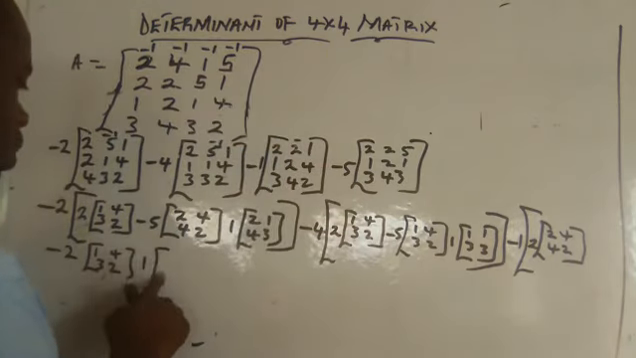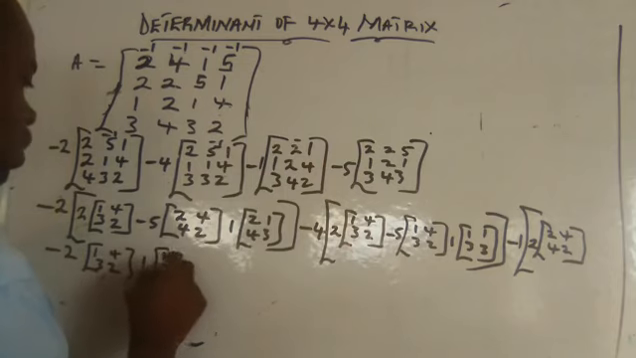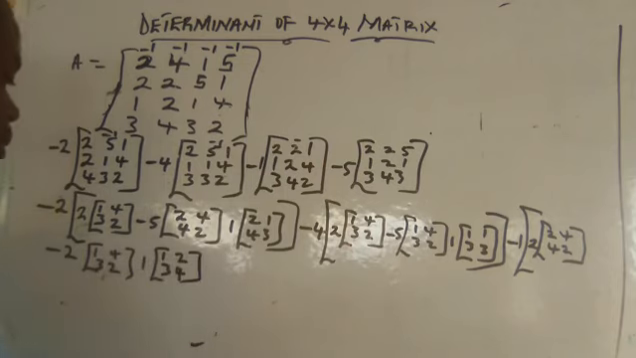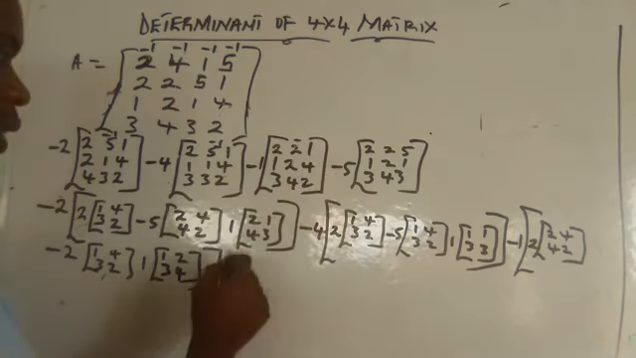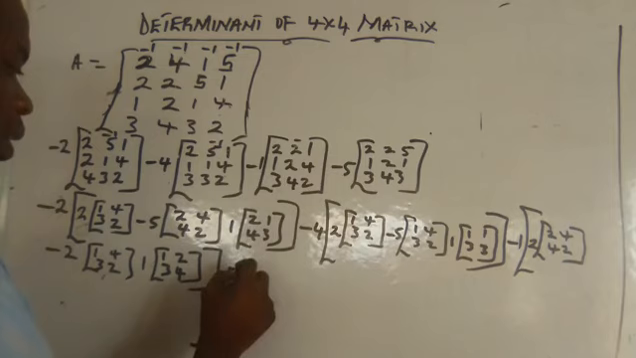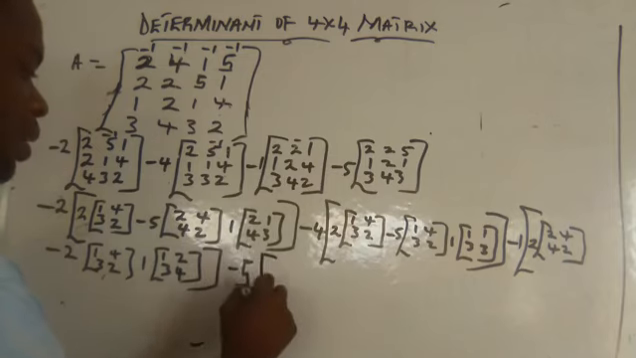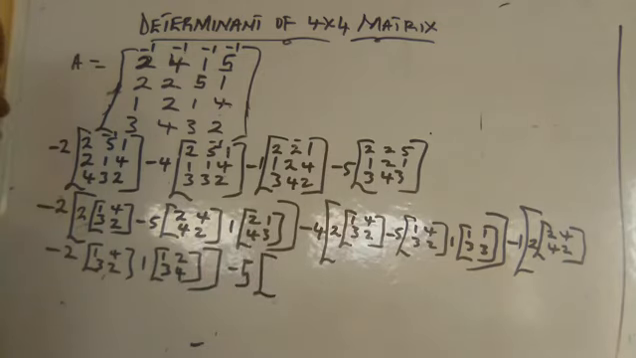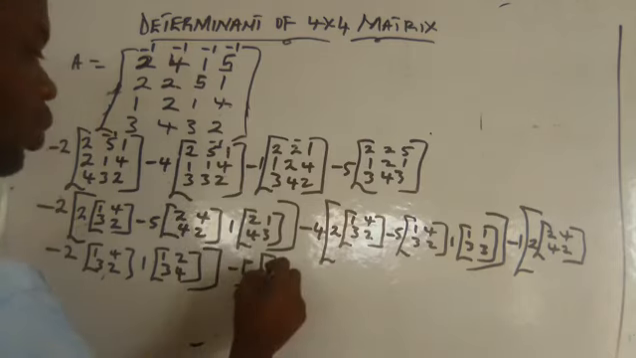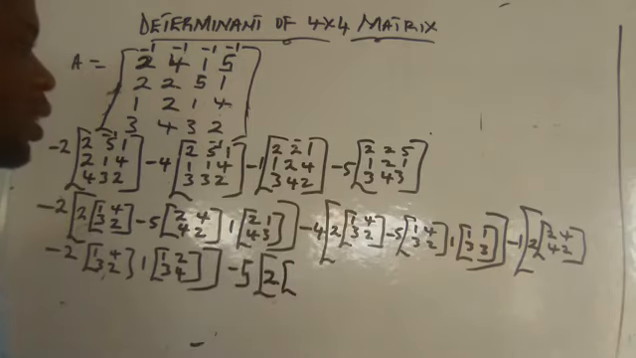1, 2, 3, 4. Then the last one I did here, I have to close this now. And I come to the last one. Let's do it now. I put my minus 5 again, my big brackets again. Then the same thing I do, the first element 2, then I open it.